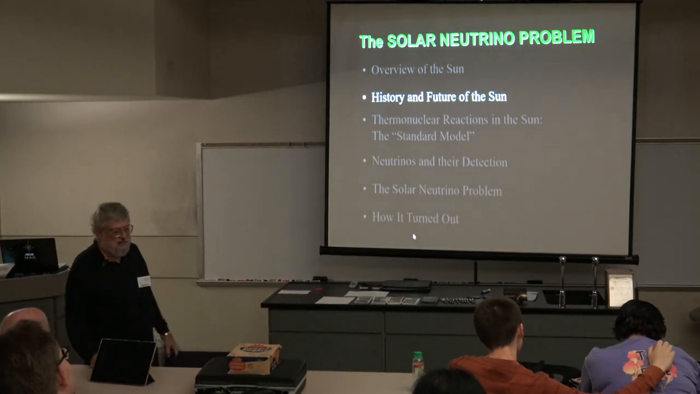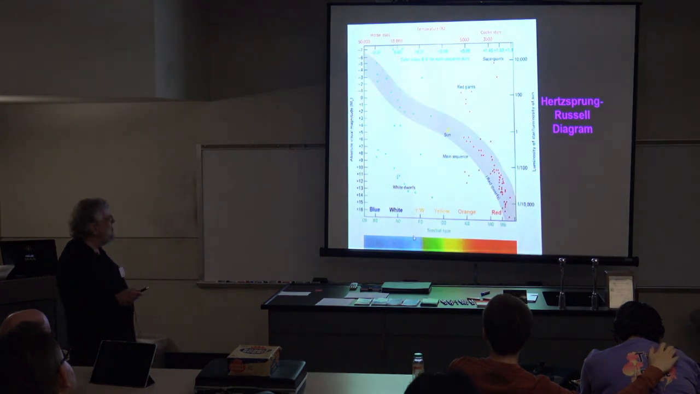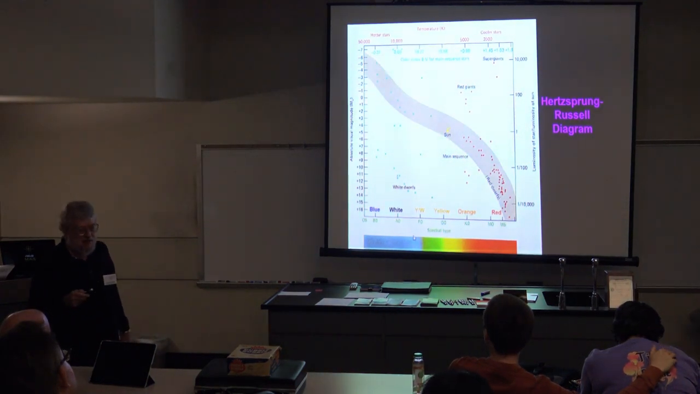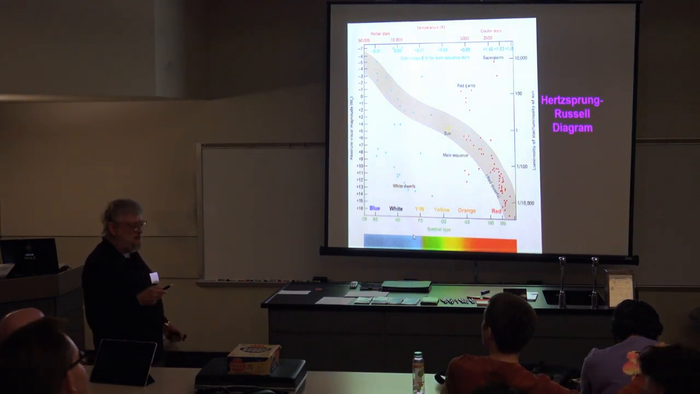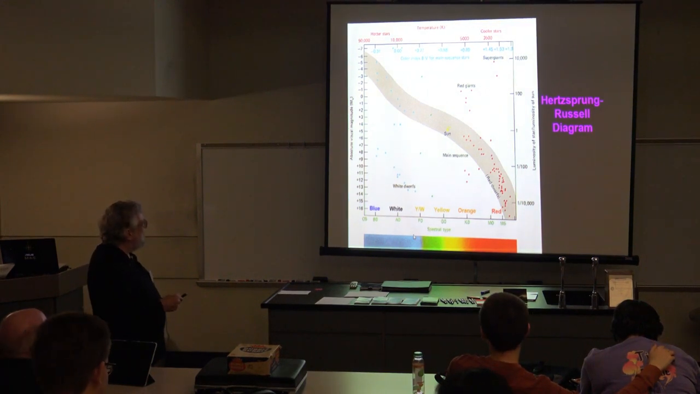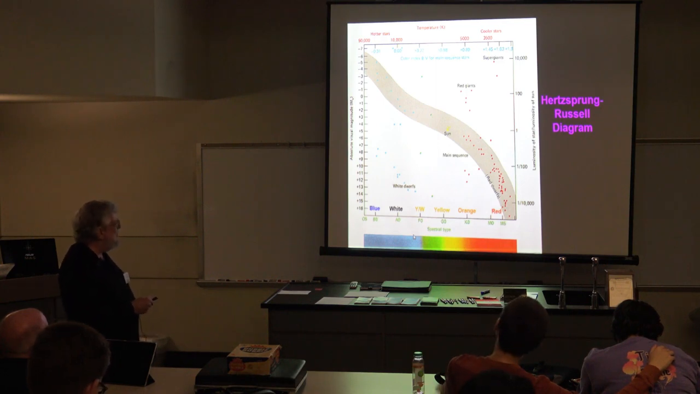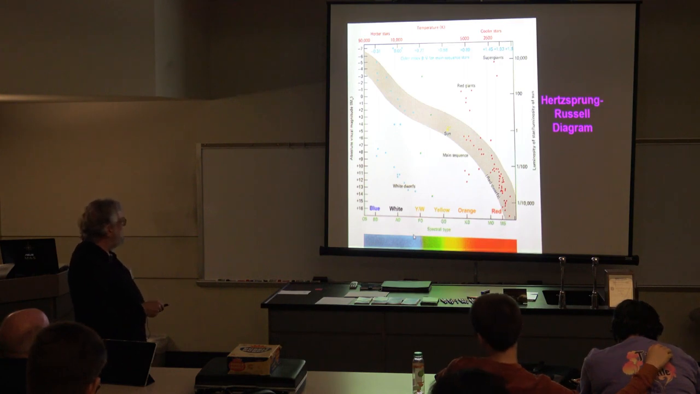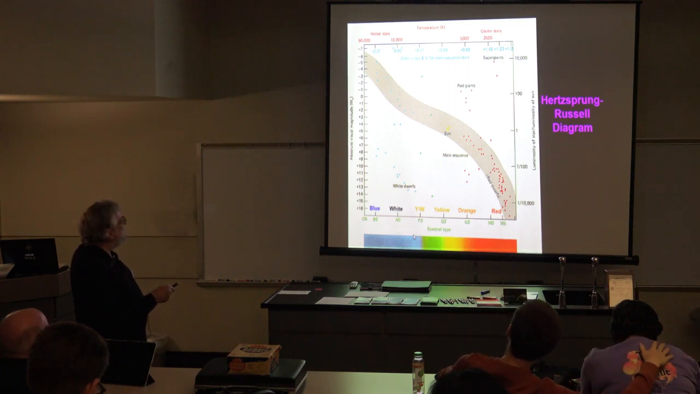Okay, the history and future of the sun. The famous Hertzsprung-Russell diagram shows what would happen if you made a graph, which scientists like to do, of all known stars, or at least all the ones that were known at the time, with the vertical axis being their luminosity compared to the sun, how bright they truly are. And the left to right horizontal axis can be several things. It can be their peak color or spectral class, or their temperature, which is probably the most useful thing.